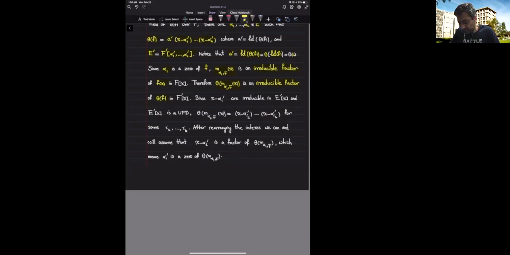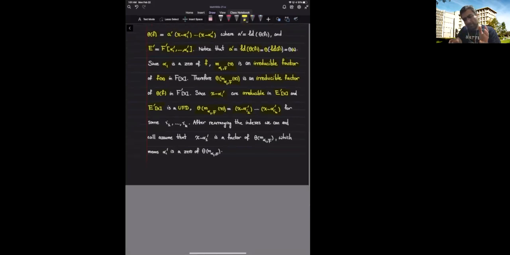degree 1 factors. Again, these degree 1 factors are irreducible elements of E prime bracket x, and E prime bracket x is a unique factorization domain. So knowing that theta of this minimal polynomial divides this product of irreducible elements, and it's a monic polynomial, it should be a subproduct of them. So that means I can find some indices and write down theta of this minimal polynomial as x minus alpha sub i1 prime times x minus alpha sub i2 prime and so on.